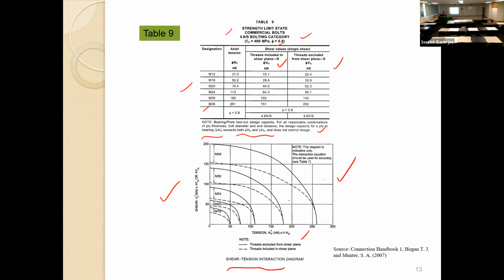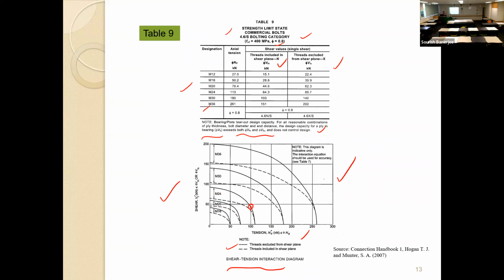That means if you look at anything, you can see that there are different curves for different diameters of bolts, and there are also threads excluded and included from the shear plane. Now, if you look at any diameter, for example M24, and then look at, for example, here, where it cuts the threads excluded from the shear plane.